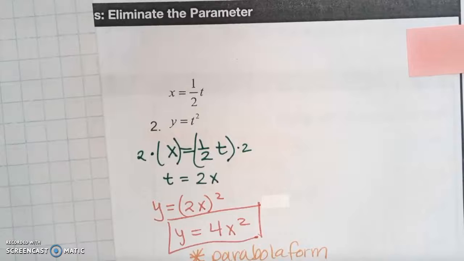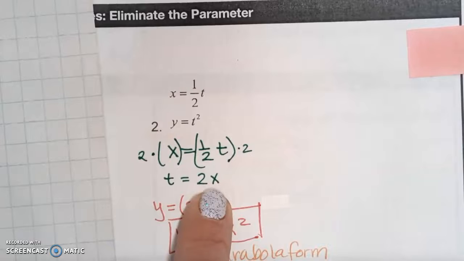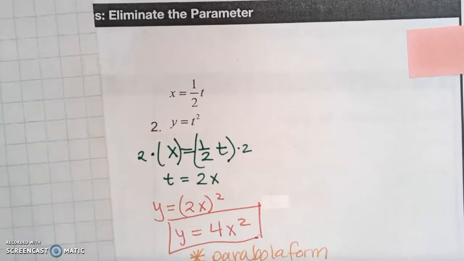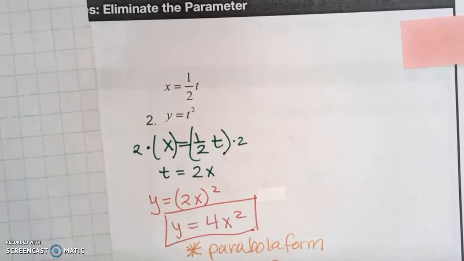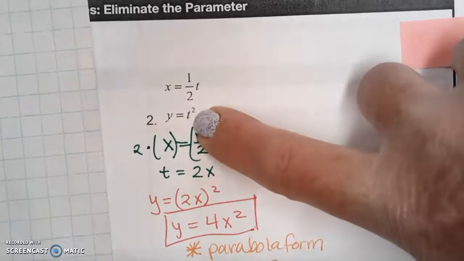Or the other way to think of it is that t is being divided by 2, so we need to multiply by 2. So we multiply that side by 2, we have to multiply that side by 2. And then t is just equal to 2x. Once you have one of your equations solved for t, you're going to substitute it into the other equation. So we're going to take that 2x and we're going to plug it in here.